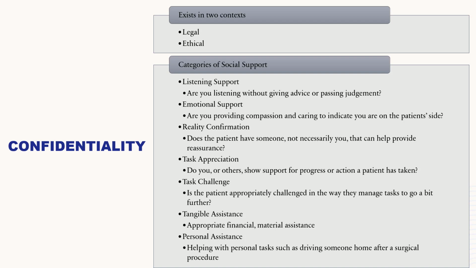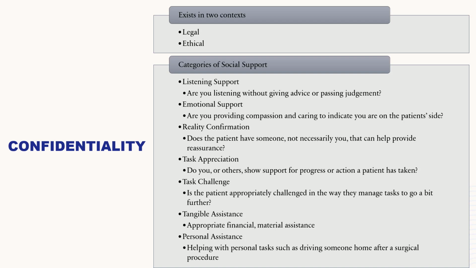There are 8 categories of social support according to Richmond, Rosenfield, and Hardy, and include listening support: are you listening without giving advice and passing judgment? Emotional support: are you providing compassion and caring to indicate you are on the patient's side? Reality confirmation: does the patient have someone, maybe not necessarily you, that can help to provide reassurance? Task appreciation: do you or others show support for the progress or action a patient has taken?